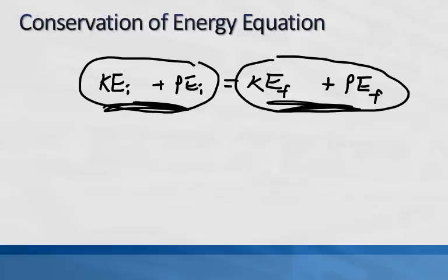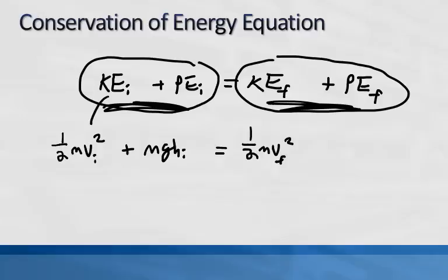It can be changed. So kinetic energy initial, we just look on our equation sheet: 1/2 mv initial squared plus mgh initial equals, and then final, 1/2 mv final squared plus mgh final. And we can look at the energy transfer here, and that can be very useful for us.